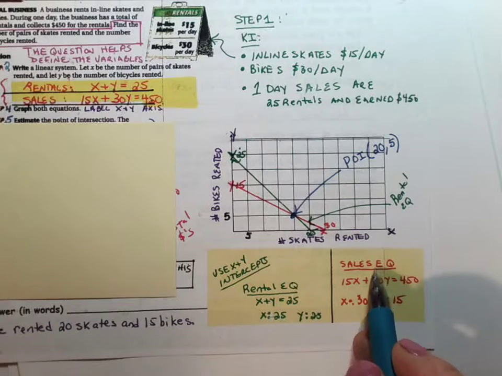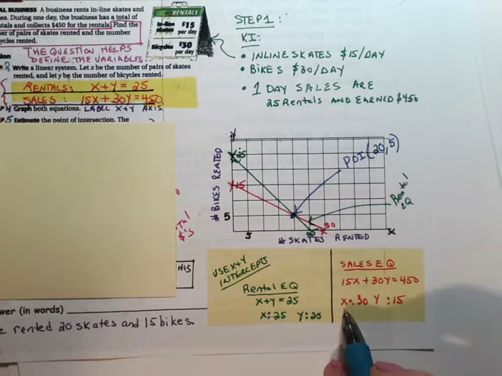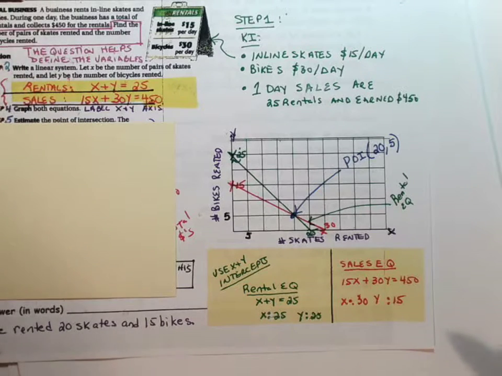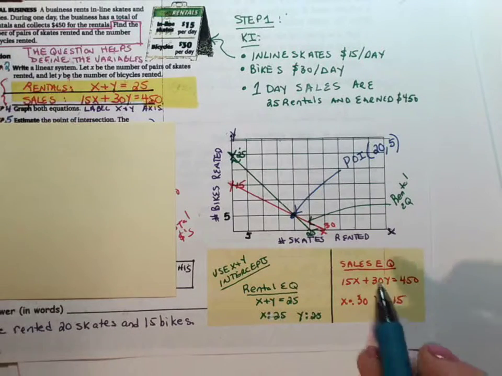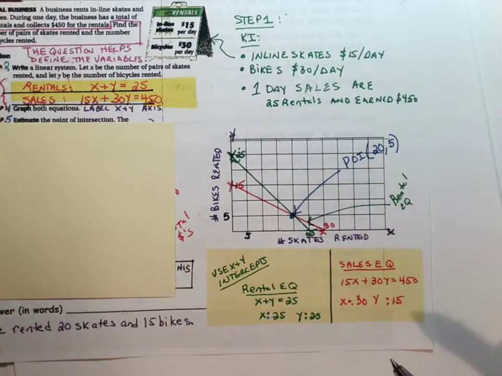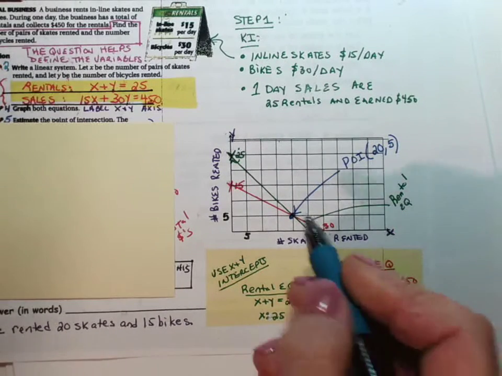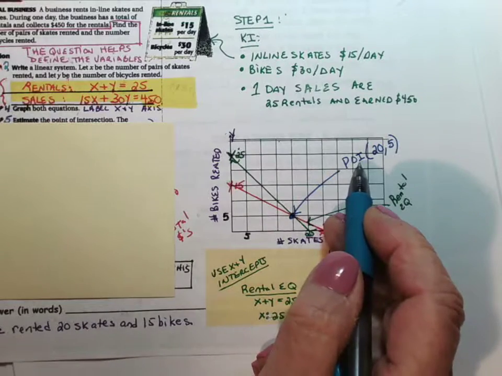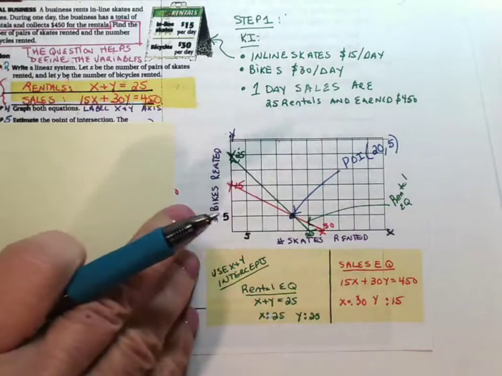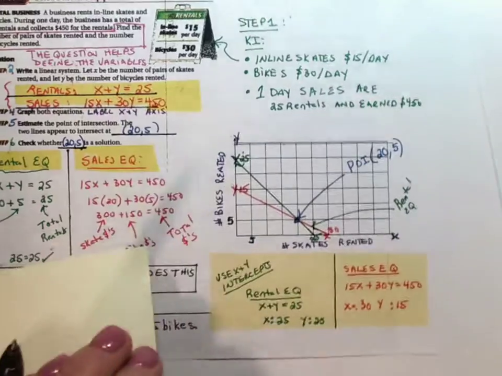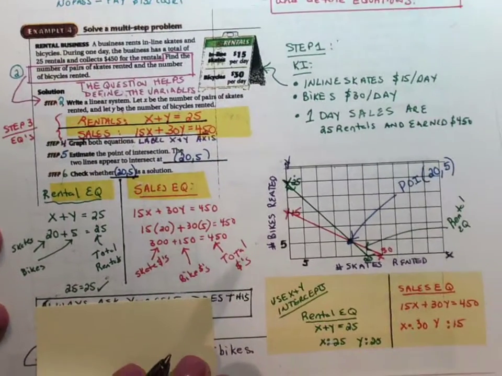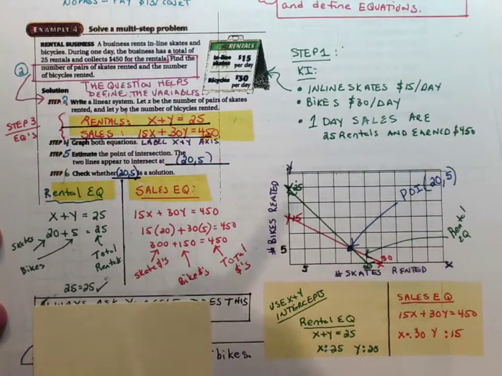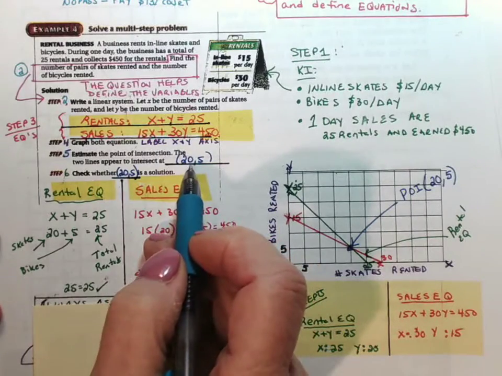For the sales equation, your x-intercept is 30 and your y-intercept is 15. And you graph them. And where they intersect, the point of intersection is 25. So the solution is the ordered pair 25.